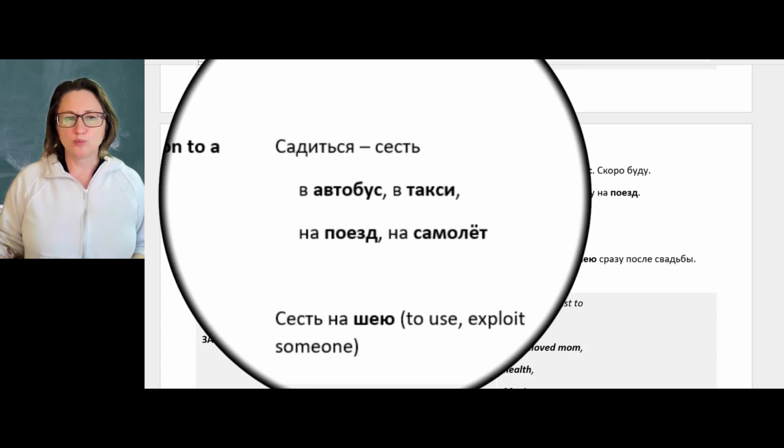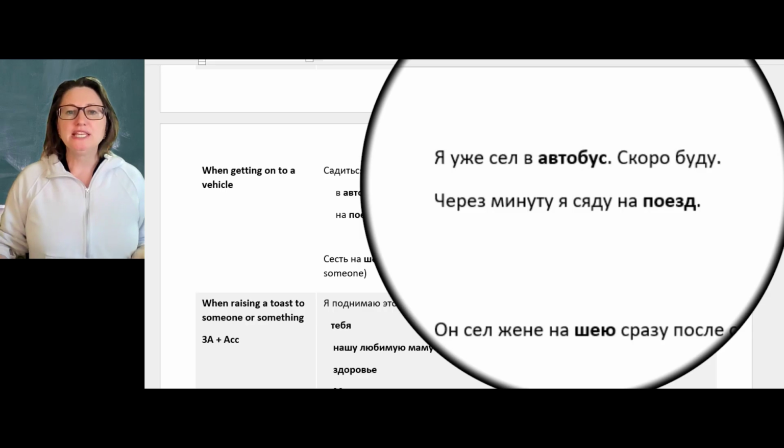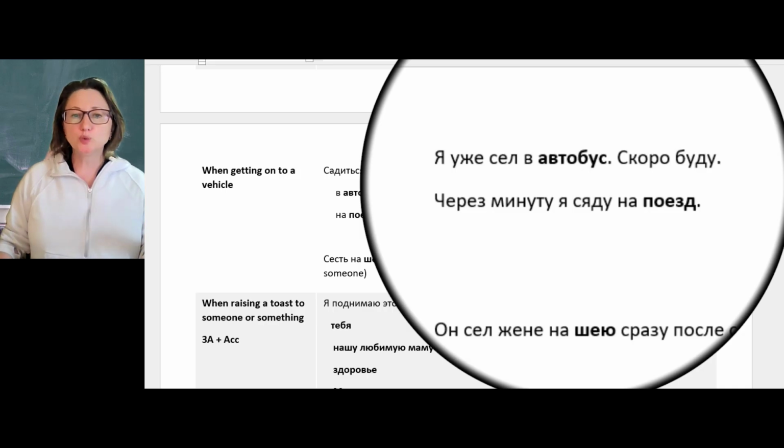Садиться в автобус, в такси, садиться на поезд, на самолет. For example, я уже сел в автобус, скоро буду. I, male, already got on the bus. I'll be there soon, like wherever you're waiting for me. Через минуту я сяду на поезд. In a minute, I'll get on the train.